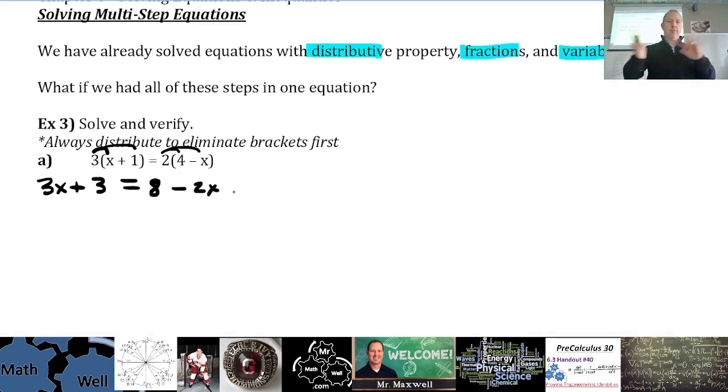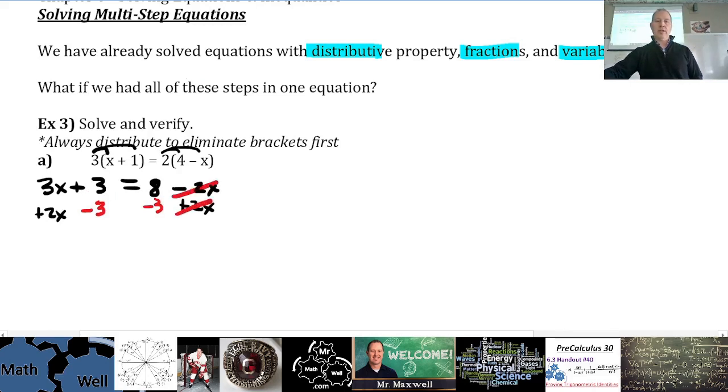Variables on both sides. Well, let's get everything over to the other side. So let's add 2x. Add 2x. I'm going to do 2 steps at once. For those of you that can handle that, I think you can. I'm going to get rid of the 3 over here, and I'm going to take it over to the other side. So I'm going to subtract both sides by 3. So these are canceled out and gone, and these are canceled out and gone.